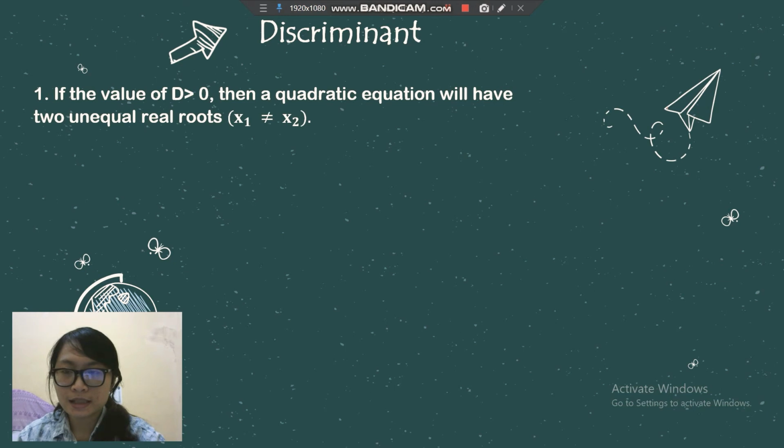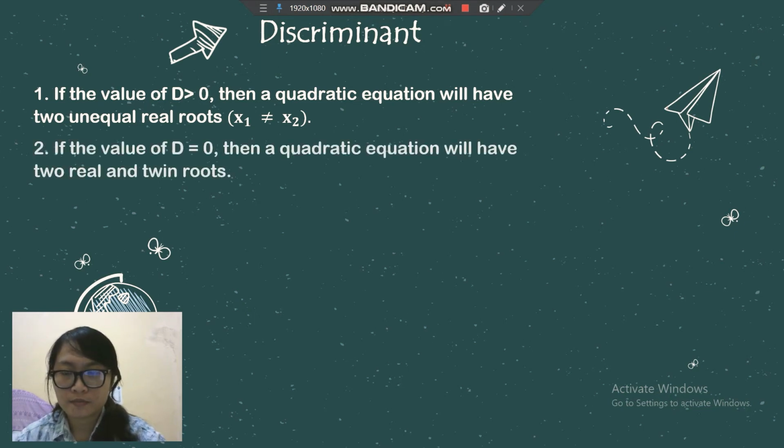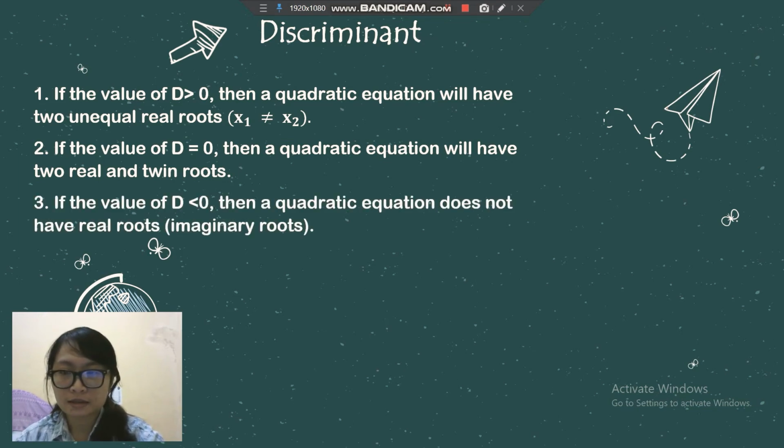The roots of quadratic equation actually depend on the value of the discriminant, or D, and the explanation is: first, if the value of D is greater than 0, then a quadratic equation will have two unequal real roots, x1 not equal to x2. Second, if the value of D equals 0, then a quadratic equation will have two real and twin roots. And third, if the value of D is less than 0, then a quadratic equation doesn't have real roots, or has imaginary roots.